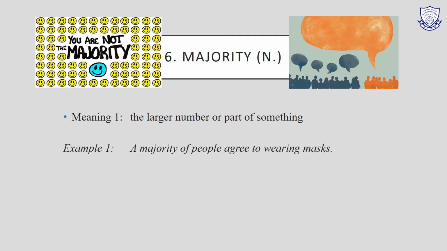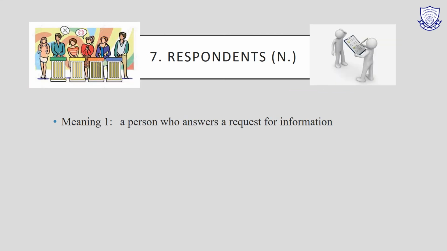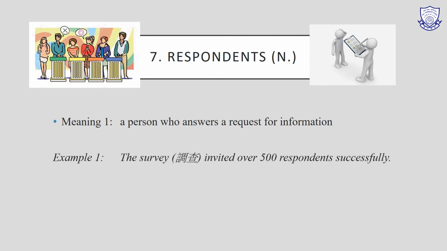Okay, on the two sides of the word majority, you can tell what the word means. All right. Next, number 7, respondents. It is a noun, and the meaning is a person or people who answer a request for information. Example 1: The survey invited over 500 respondents successfully.